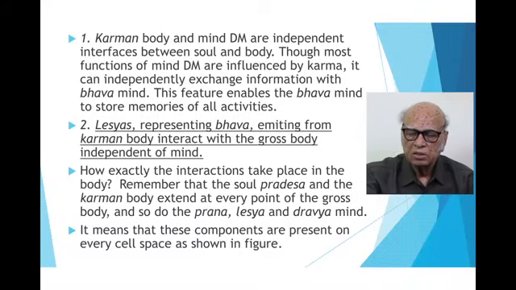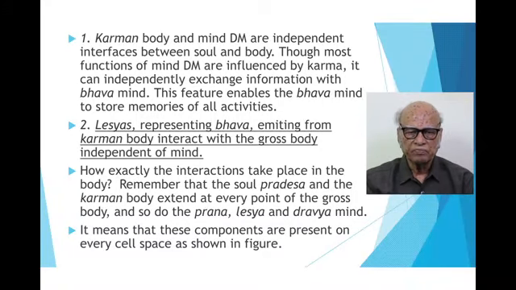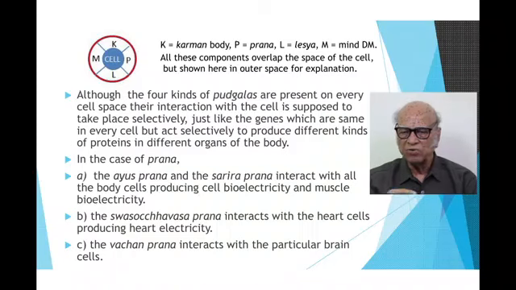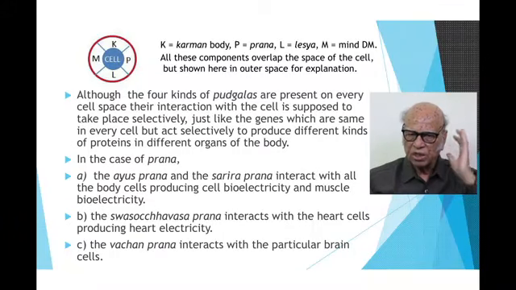So I am giving a small figure here showing that all these units, the Karman body, the pranas, the leshyas and the dravya mind, are present on every cell of the body. Okay, so these four I have shown outside the cell just for the purpose of explanation, but these four extend the space of the cell and every cell. So like the karmas, these three also, the pranas, the leshya and the mind, also extend the entire body.